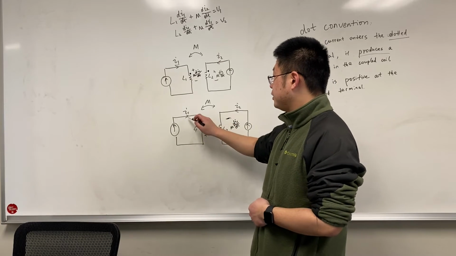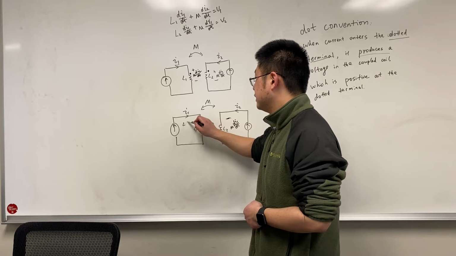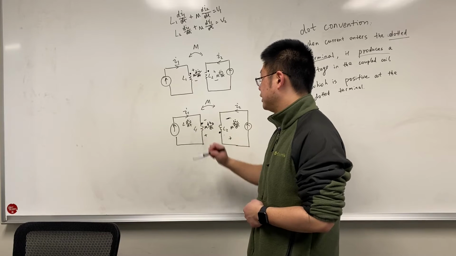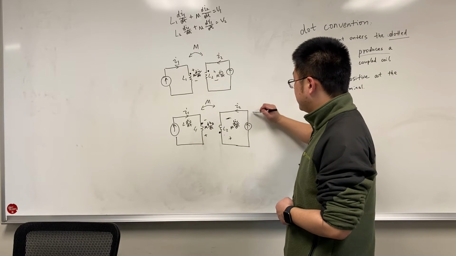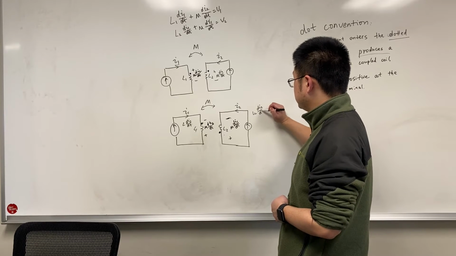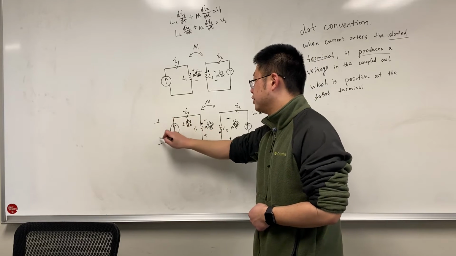Right. How about the voltage produced by I1? So this is L1 di1/dt. And the voltage produced by I2 is L2 di2/dt. Right. So how about the total voltage V1?